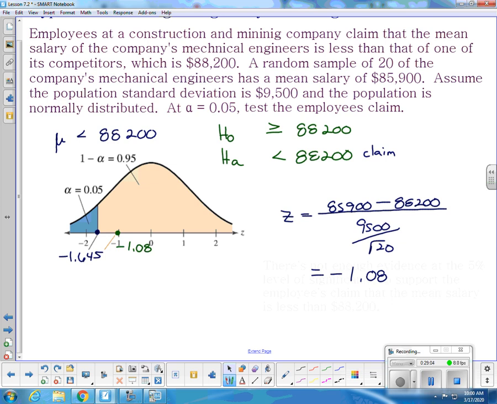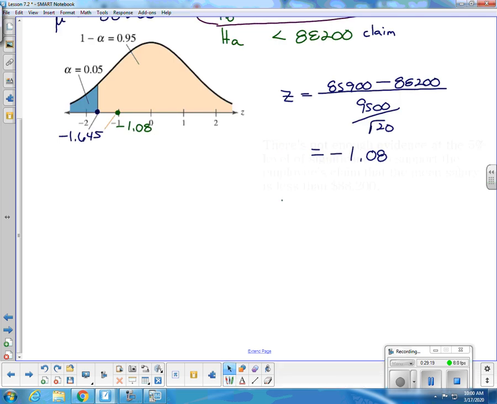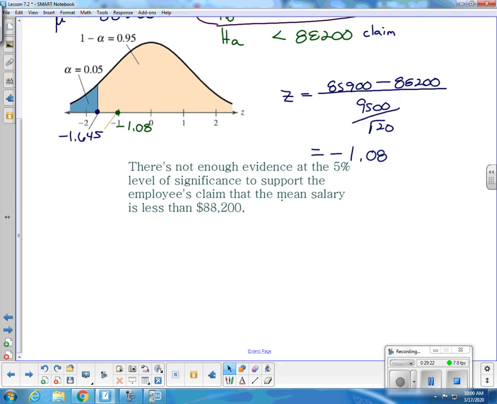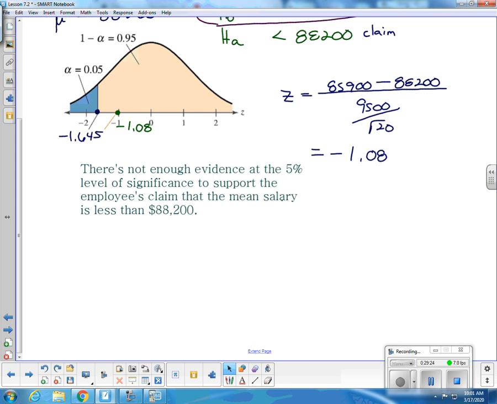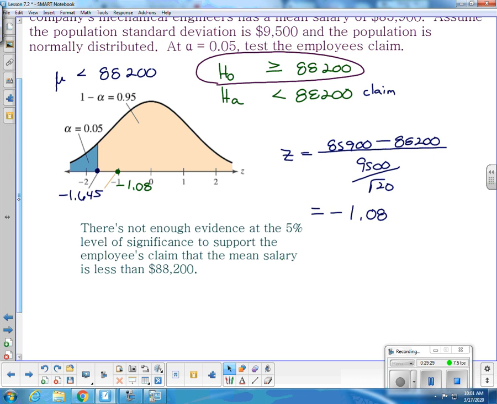So we do not have enough evidence to support the employee's claim, because we're going to fail to reject. We are going to fail to reject. So we're okay with this. Fail to reject. So there's not enough evidence at 5% to support the employee's claim that the mean salary is less than. We are failing to reject. So we do not have enough evidence to support that claim.